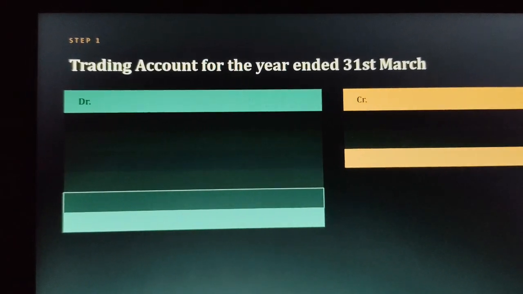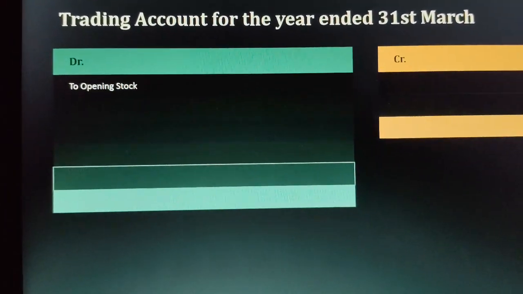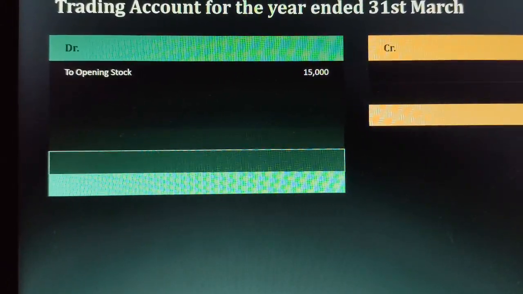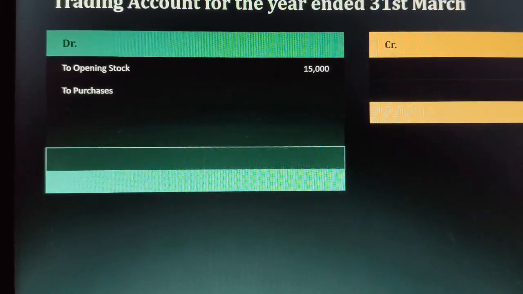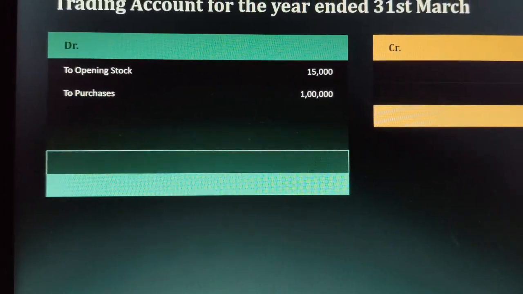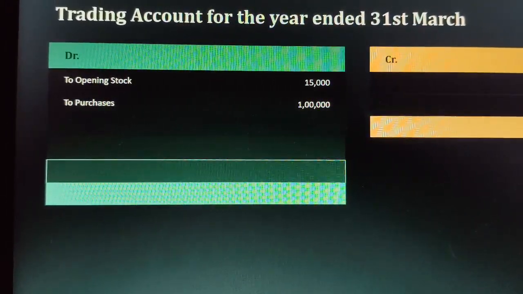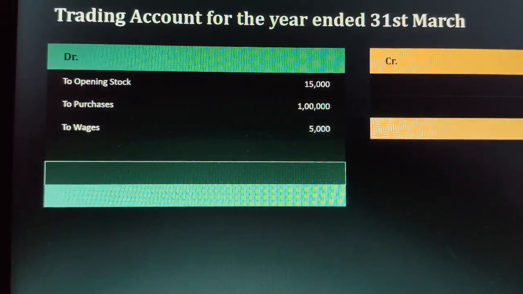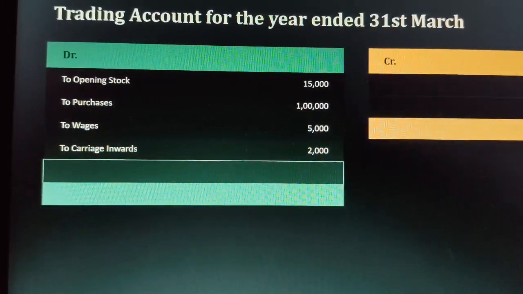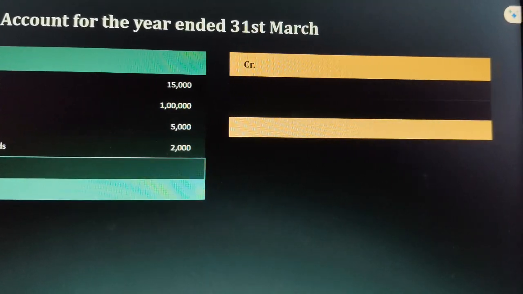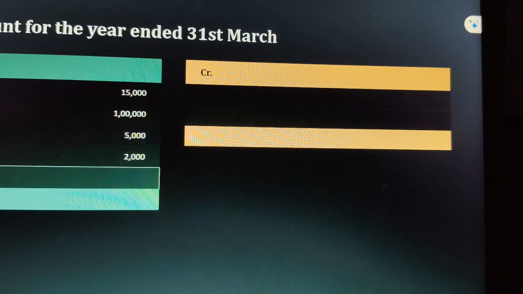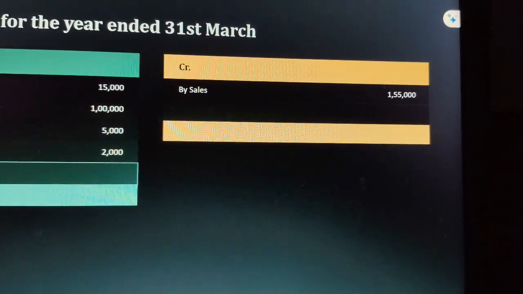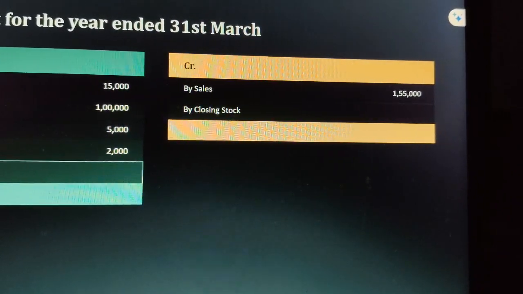To begin with, the opening stock, that is, To Opening Stock 15,000, followed by To Purchases 1 lakh, followed by To Wages 5,000, followed by To Carriage Inwards 2,000. Done with the debit side. Moving on to the credit side, we have By Sales 1,55,000, By Closing Stock 25,000.